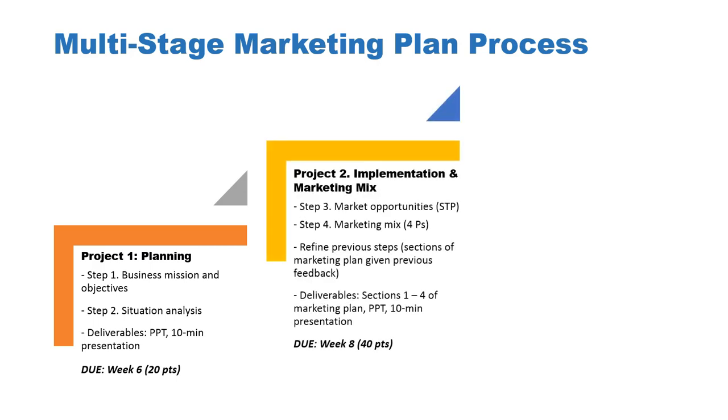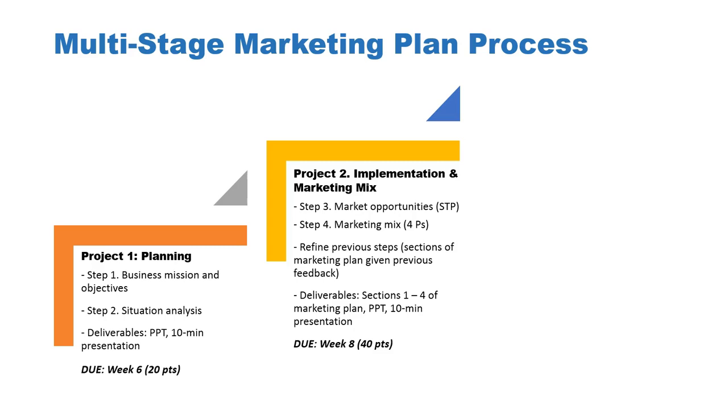Then stage 2 is that second part, or the meat, or the marketing strategy of a marketing plan, that constitutes the implementation and marketing mix components. In there you will articulate your marketing opportunities through the STP process, as well as articulate your marketing mix strategies around the 4 Ps. You will also refine the previous steps, because you will get reviews from your peers as well as feedback from me, and you will incorporate that feedback into the second stage in the marketing plan itself.